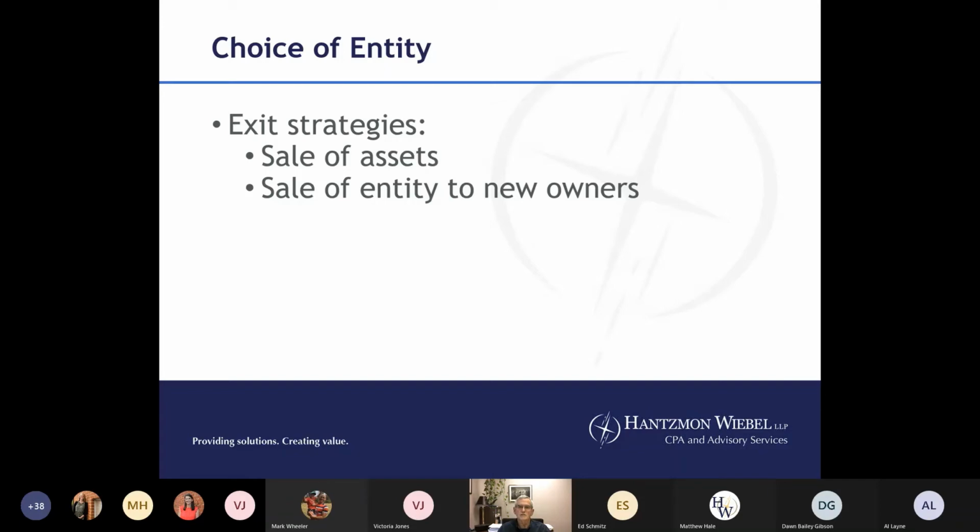Since I've owned it, even a partnership, it would generally be a long-term capital gain, subject to, as Glenn and Josh pointed out, the hot assets rules, the 751 rules, that if there are certain types of assets within the entity that can change the character of the gain. But by and large, if you sell the entity to new owners, it's going to be long-term capital gain.